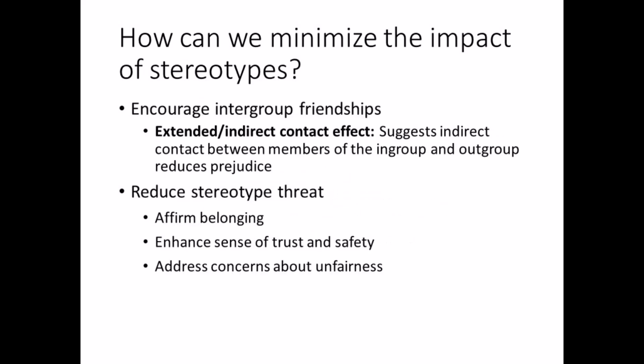The second strategy is to take the first one a step further and encourage cross-group friendships and romantic relationships. People who engage in intergroup relationships tend to have more positive attitudes and behaviors toward outgroup members than people who avoid them. In fact, just knowing that an in-group friend has a close outgroup friend can produce positive intergroup benefits, which is called the extended or indirect contact effect.